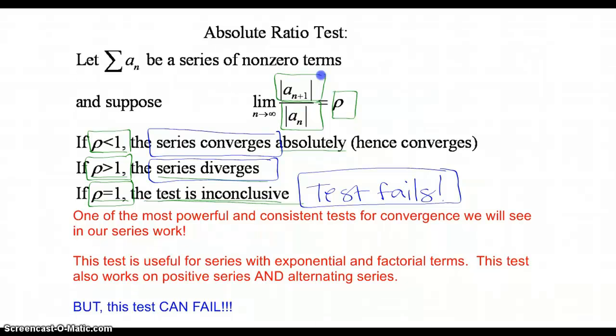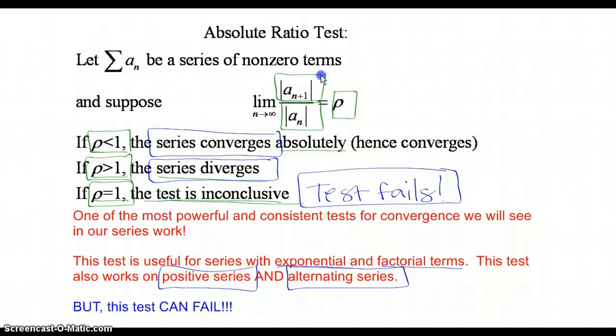This test is useful for series that have exponential pieces or factorial pieces. If there's exponential terms, 2 to the n, 3 to the n, 4 to the n, or factorial terms, n factorial, anywhere in your nth term, think of running the absolute ratio test. This test is super powerful because it's the only test that we have that we can run on both positive series and alternating series.